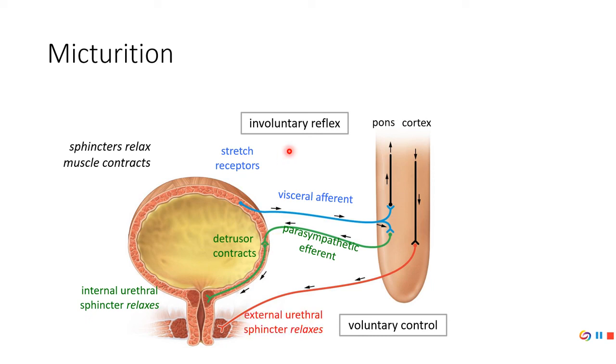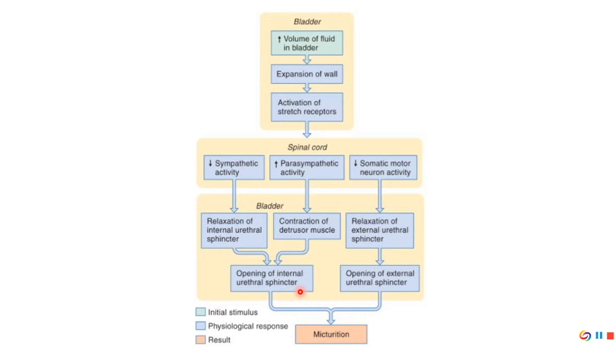At the same time, this signal is also going up to the pons. The pons decides, yep, it's time to pee. So your motor cortex, which is under voluntary control, sends a signal, and you decide, yep, I want to pee. And when you do that, your external sphincter relaxes. And then you urinate. So here is another way to look at it.